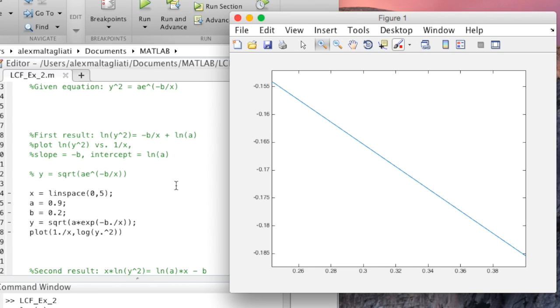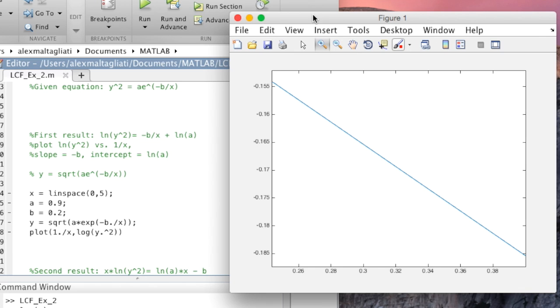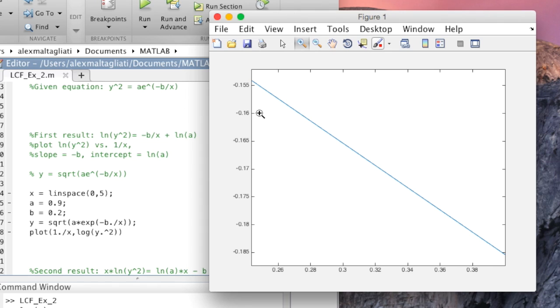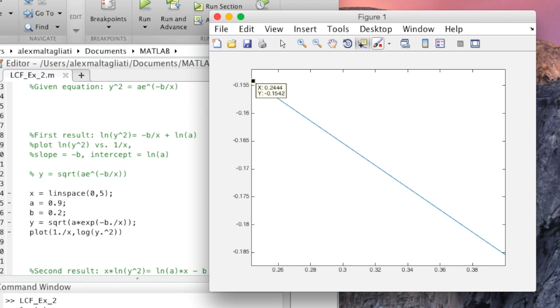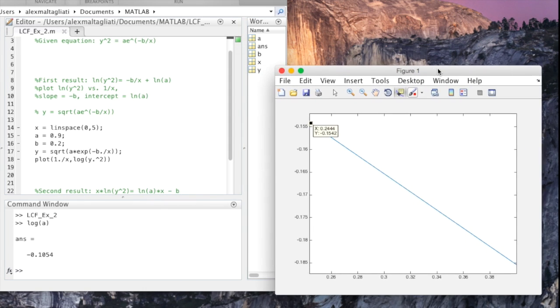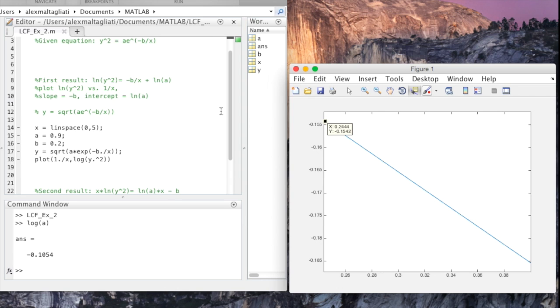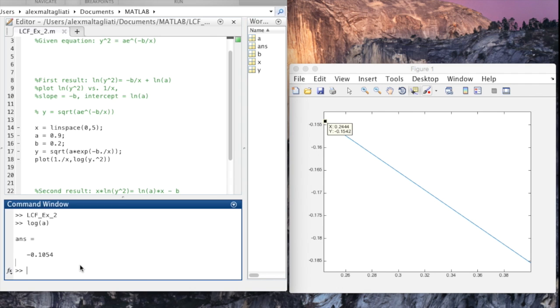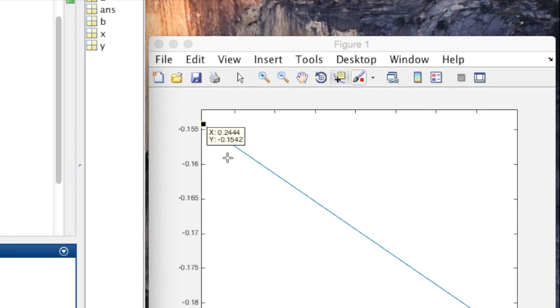which is good. And now we just have to check that the slope is equal to negative b, or negative 0.2. And the way we do that is by using the data cursor, clicking 2 points. Alright, and we can move our figure over here, and we have the command window right here, and we can type our slope formula, which is y2 minus y1 over x2 minus x1, and we have x1 and y1 both right here.